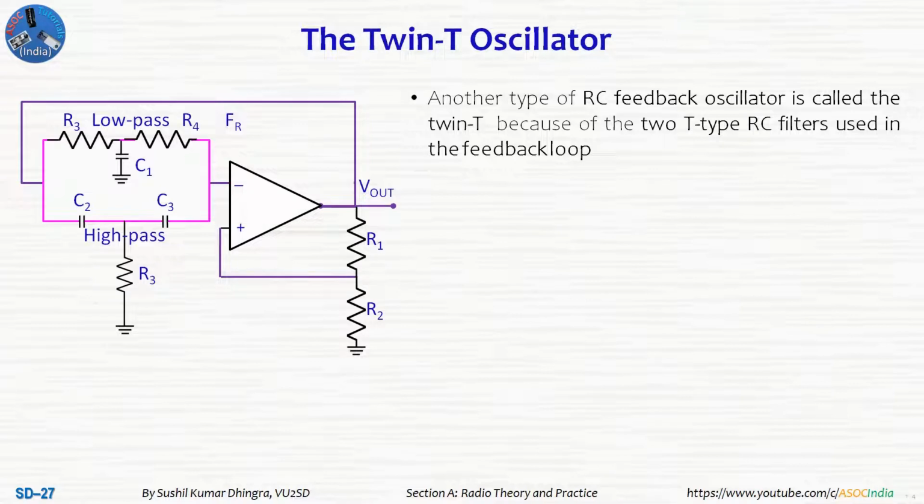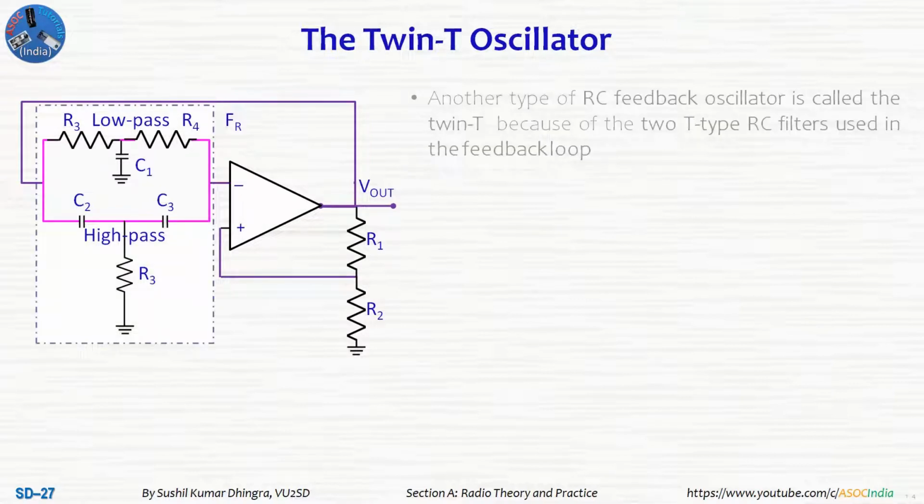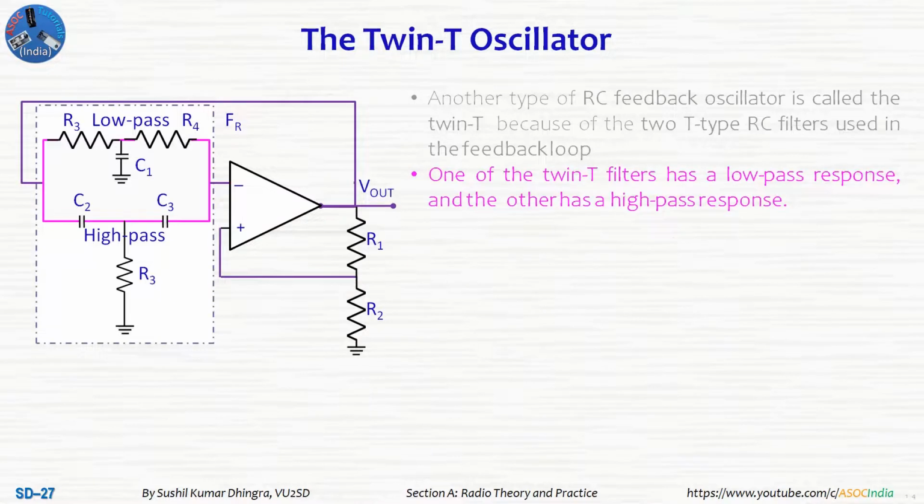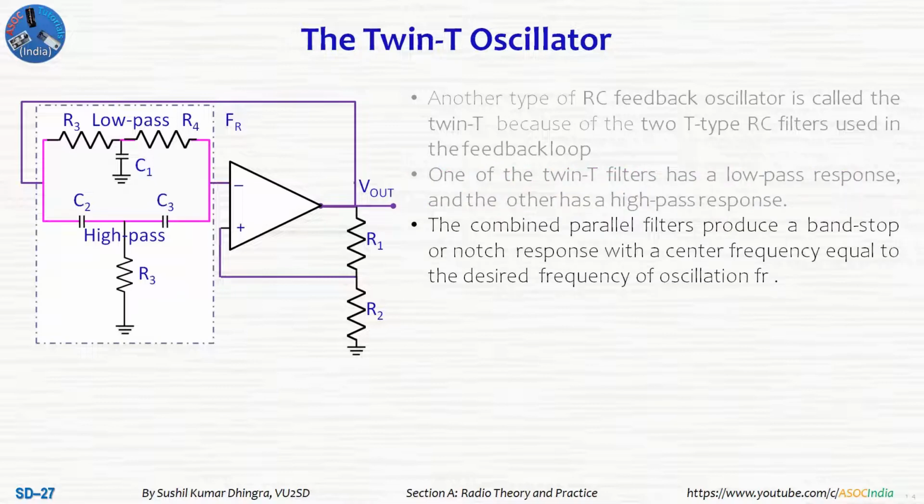You can see it on the left side; this box shows it clearly. Inside, there are two feedback circuits, one low pass and one high pass, as I already explained. The combination of these two parallel filters produces a band stop or notch response with a center frequency equal to the desired oscillator frequency FR. So these two filters generate the desired frequency.